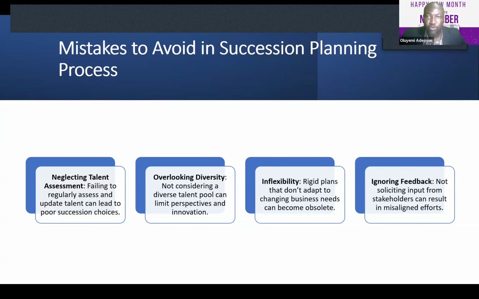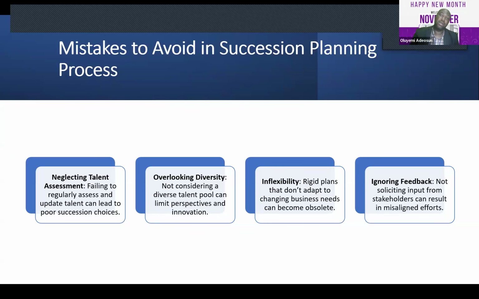Don't overlook diversity. Imagine, and I'm saying this with due respect, I'm from Southwest Nigeria. So you're a national organization. You have 8 people in your succession plan. 7 of them are Yoruba. Or don't be rigid too. Inflexibility will not help your succession plan. It's a dynamic plan.